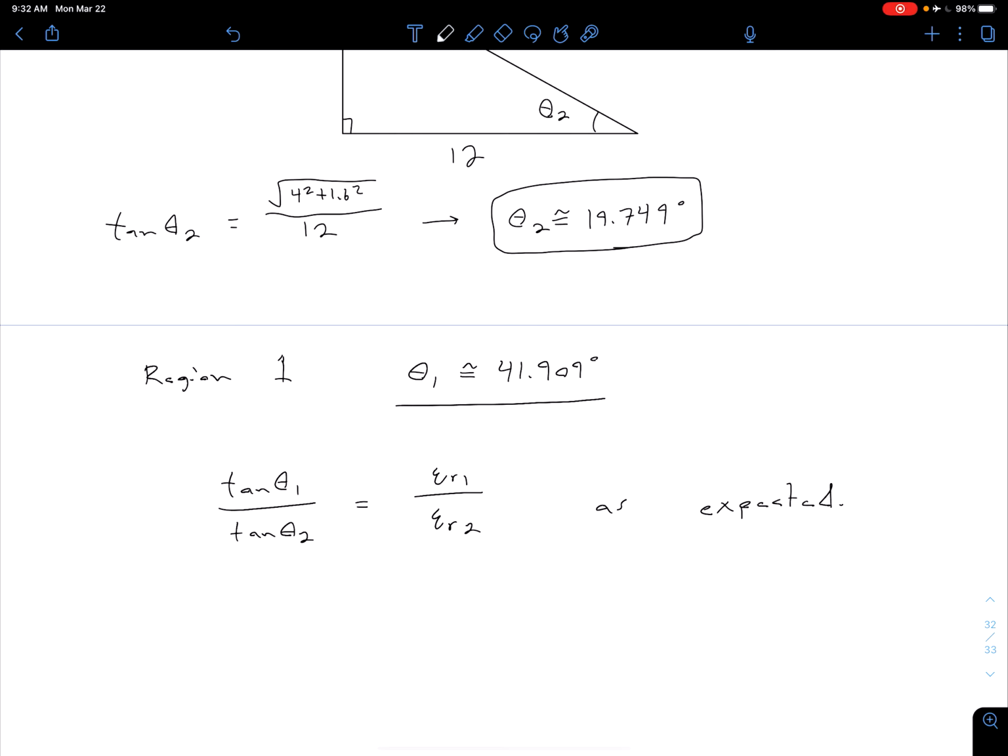And so what that tells us is that if we had been given theta 1, we could have plugged directly into that equation instead of going through the geometry. Or maybe, as we did here, we could just use that as a double check.